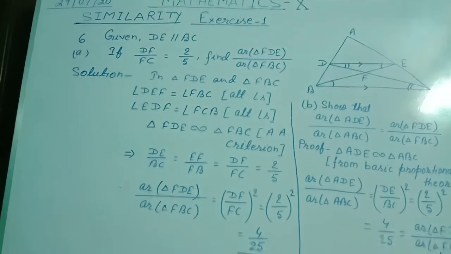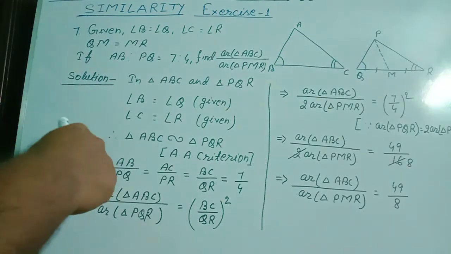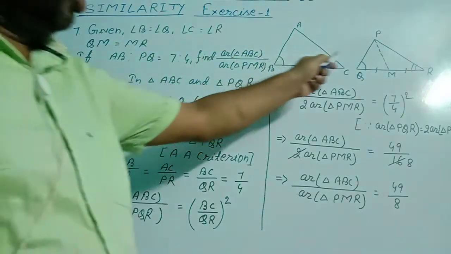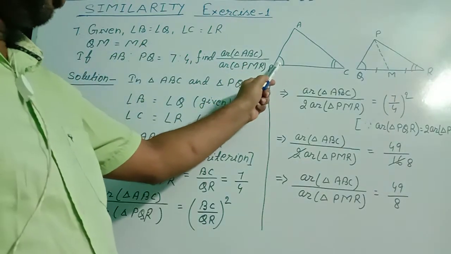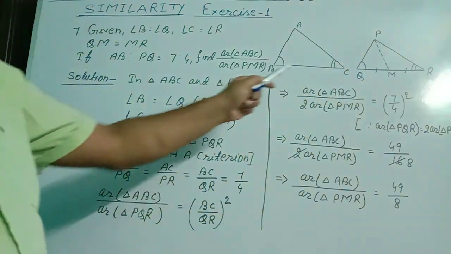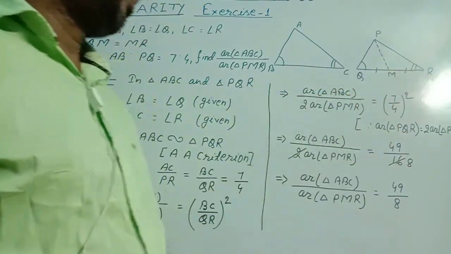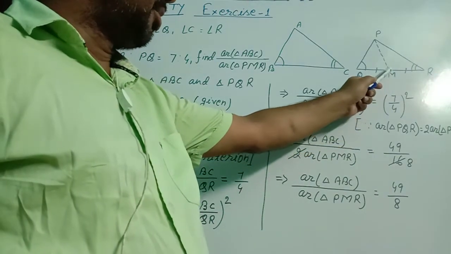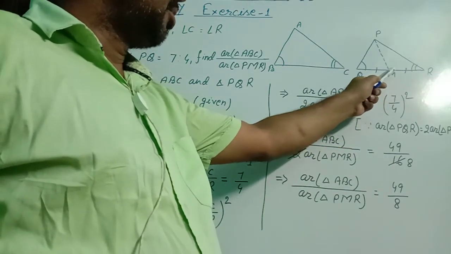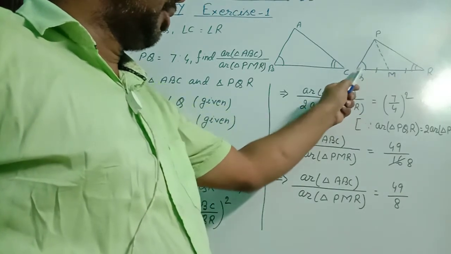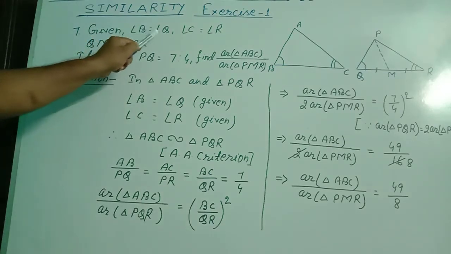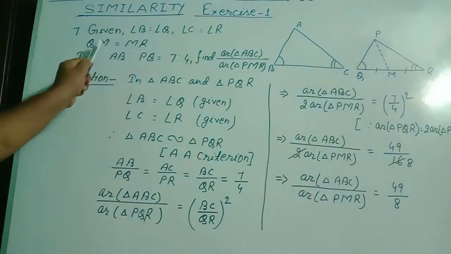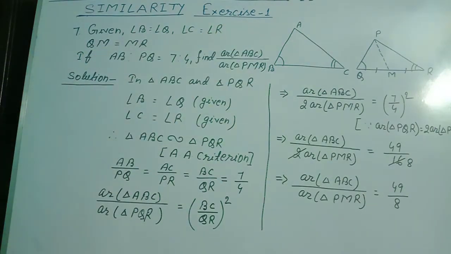In question number 7, these two figures are given. In these two figures, angle B equals angle Q, and angle C equals angle R, and this M is the midpoint of QR. It means PM became the median and QM equals MR. So I have written here all this given information: angle B equals angle Q, angle C equals angle R, and QM equals MR, because M is the midpoint. This information is also available.